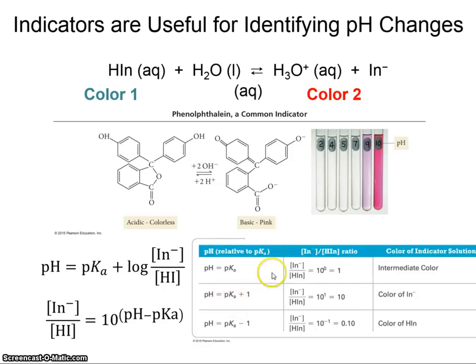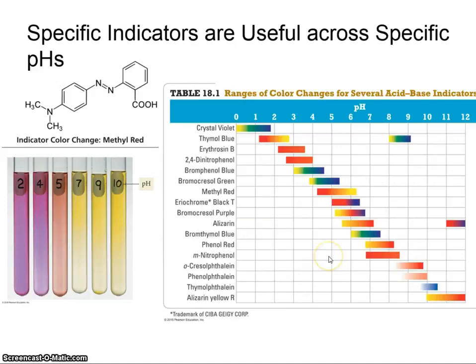And so here, if the ratio is 10 to the 0, or about 1, it's going to be some intermediate color. If pH is equal to pKa plus 1, it's 10 to the 1 or times 10. It's the color of the indicator. Or if it's pKa minus 1, it's going to be 10 to the minus 1 or 0.1. It's the color of the acidic form, colorless, right? So when it's right about at the pKa, then it's going to be this intermediate color, which for the phenolphthalein is this pale pink color. Right? And we've got lots of different indicators.